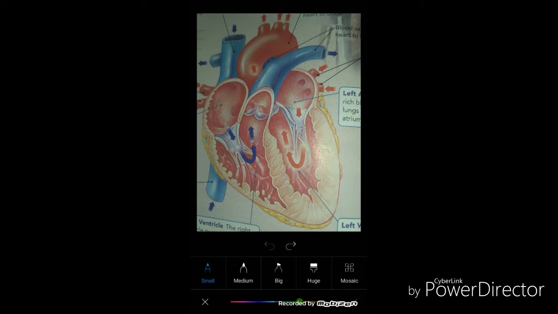Now I'm going to tell you the difference between the right atrium and left atrium, and right ventricle and left ventricle. Now see, this blue atrium contains the poor blood. Now what is poor blood? Poor blood contains carbon dioxide, not oxygen. If it has oxygen, it is rich blood. But if it does not have oxygen, it is poor blood.